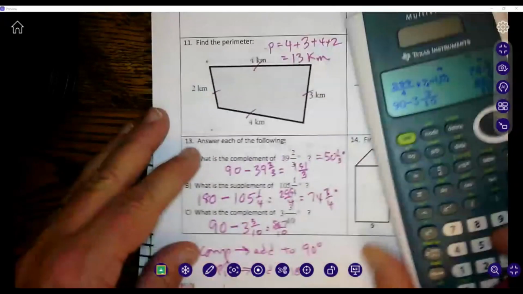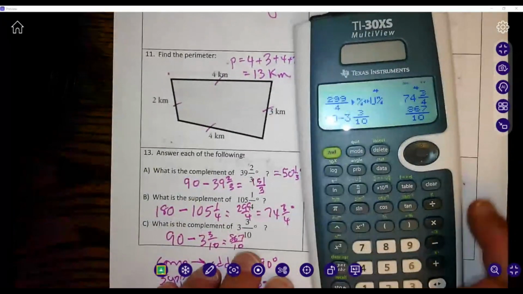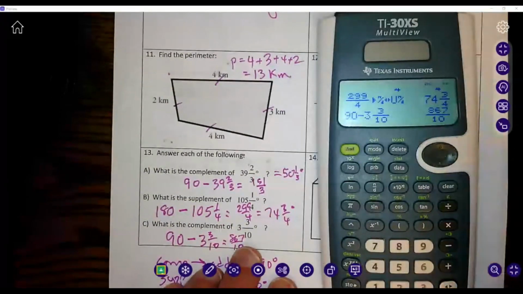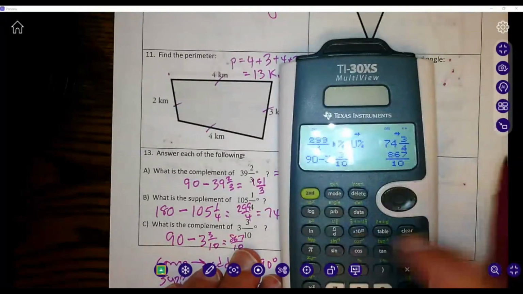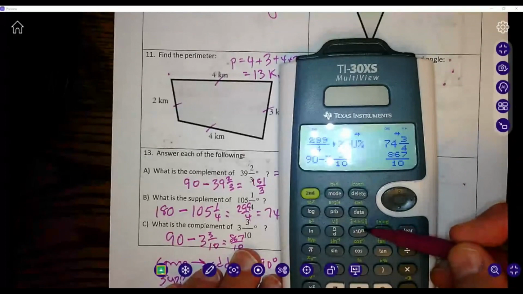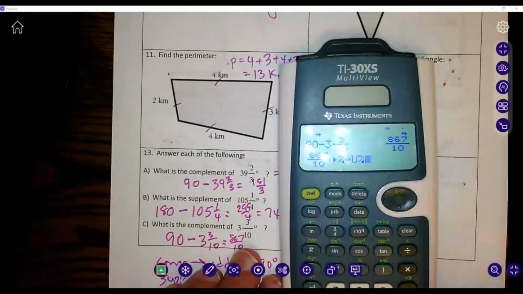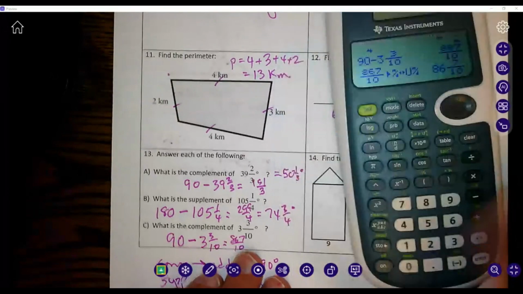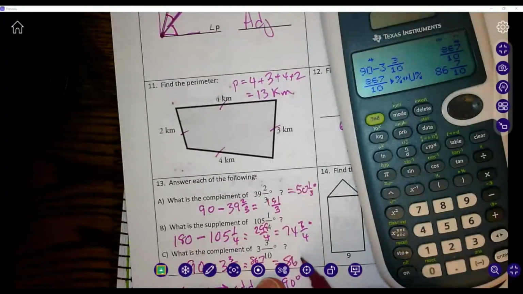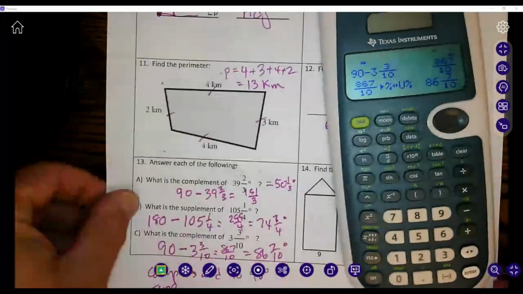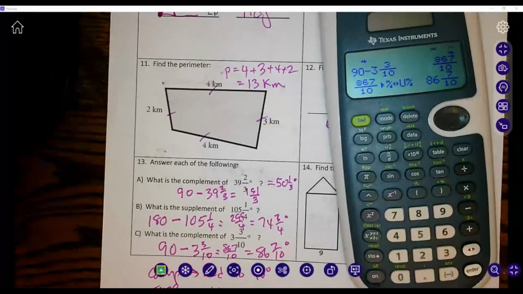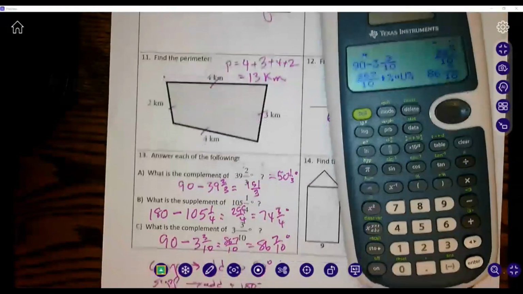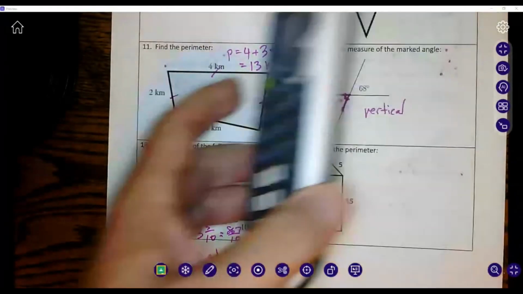over 10. And this is going to need to be in fraction format. So in order to convert, I hit second and this key, enter, and I get 86 and 7/10 degrees. The typical rule is if the problem is given to you in fractions, you give a fractional answer. If the problem is given to you in decimals, you give a decimal answer.